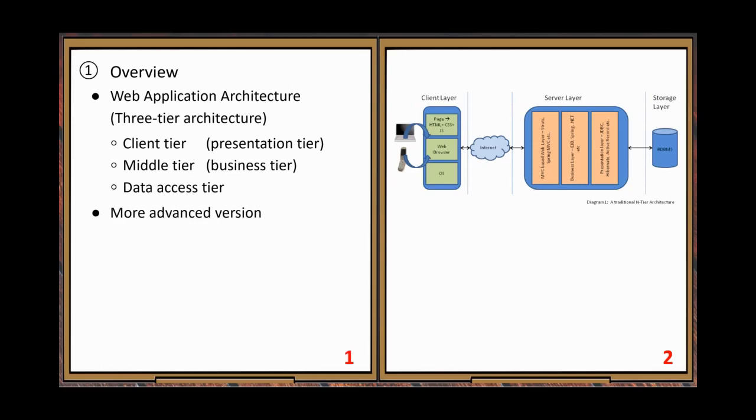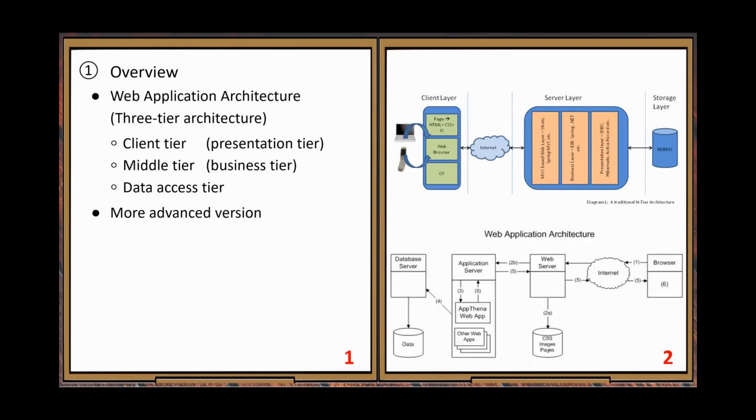All right, a more advanced version. That's the simplest version, the 3-tier architecture. We have another version slightly more advanced than this one. Look at this picture. Comparing with the first one, it's pretty close, but there is one key difference. The difference is at the middle layer.